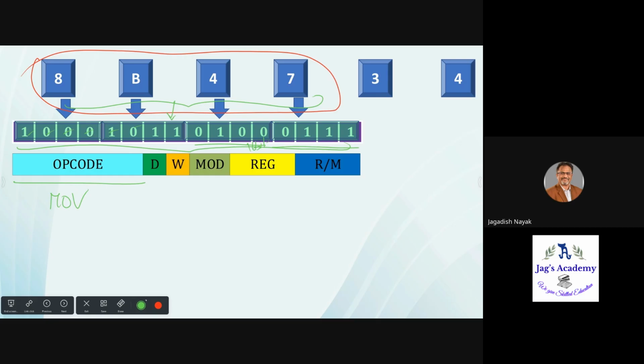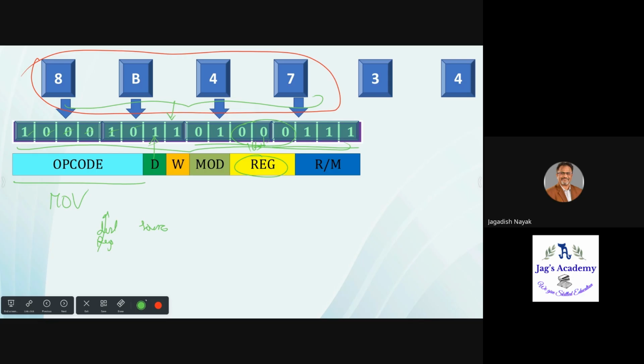Now refer to the D bit. The D bit is 1, right? That means data is going to the register, so the register is in the destination. This is your destination and this is your source. That means here you will have only a register. Now what is the register? Refer to the REG bits, 000. Go to the table.